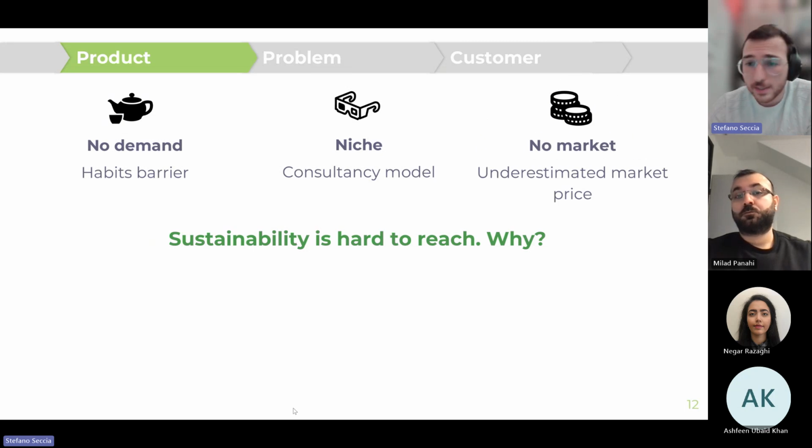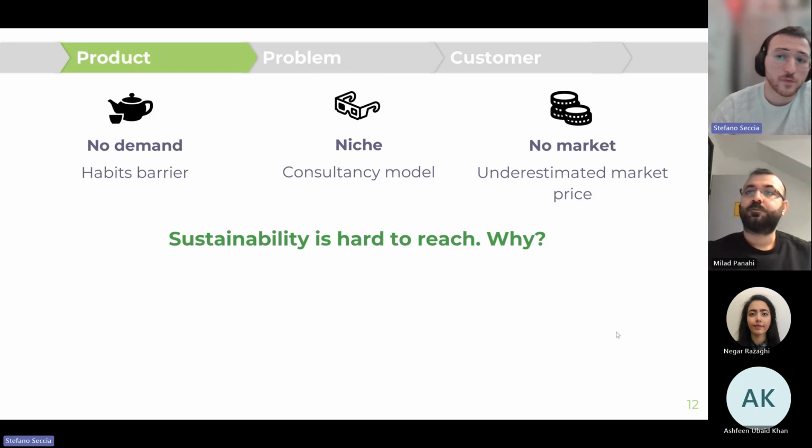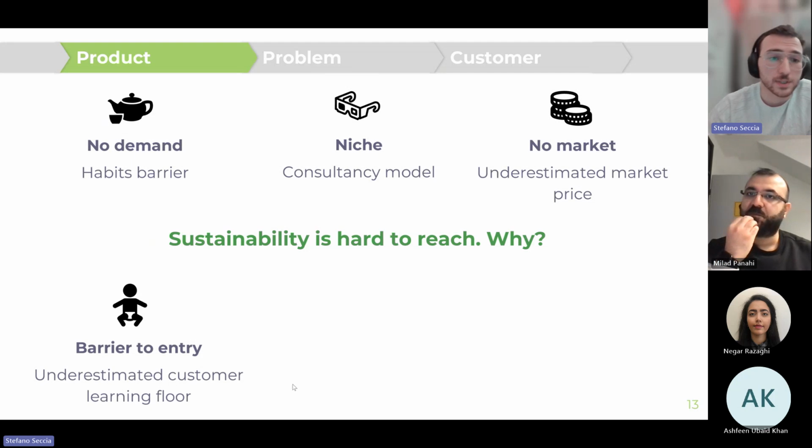Or there is such a market, but the price that we estimated for this market, and so the cost to switch, are simply underestimated. So the people having that problem are not willing to pay or do not have the budget for your solution. Or your customers are willing to pay and your operation costs are above an acceptable market price. It is a market problem, so a financial problem, but there's also experience problems, barrier to entry.